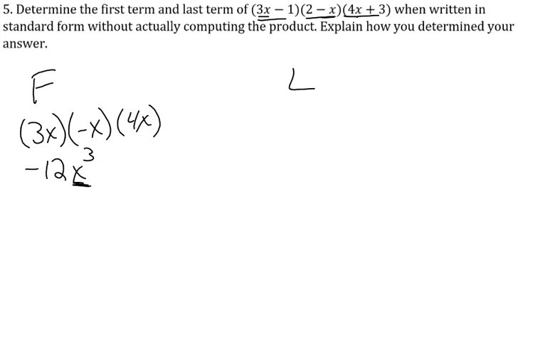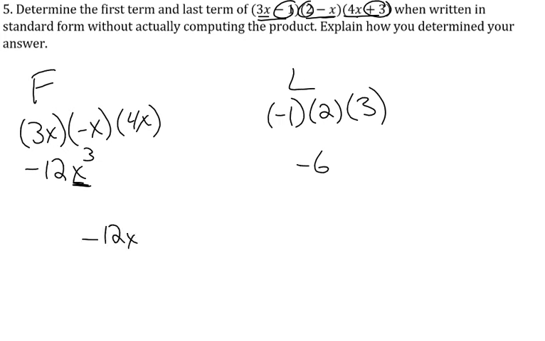The last term I'm going to get by multiplying all the numbers together. Negative 1 times 2 times 3. The last term is negative 1 times 2 times 3. I don't want any x's in that last term because the last term should be a number when written in standard form. So the last term is negative 6. So that product, without computing it, is negative 12x cubed plus some other stuff minus 6.